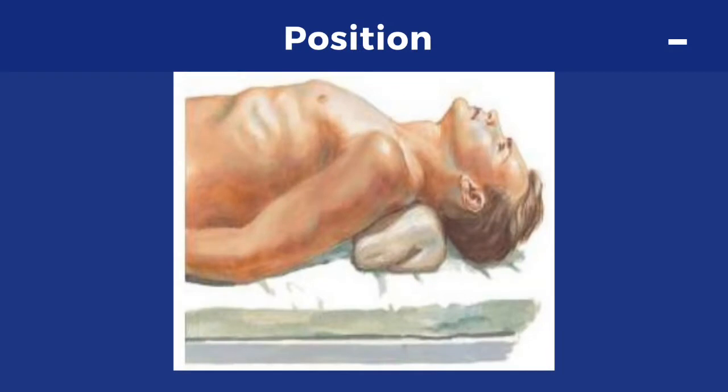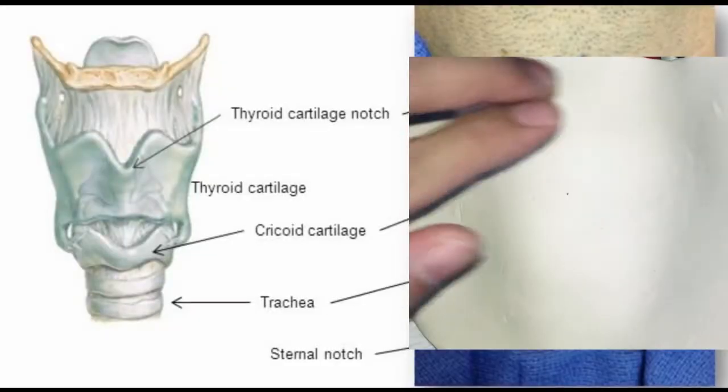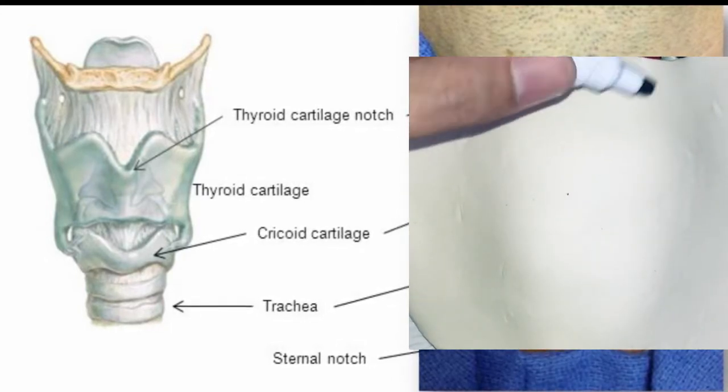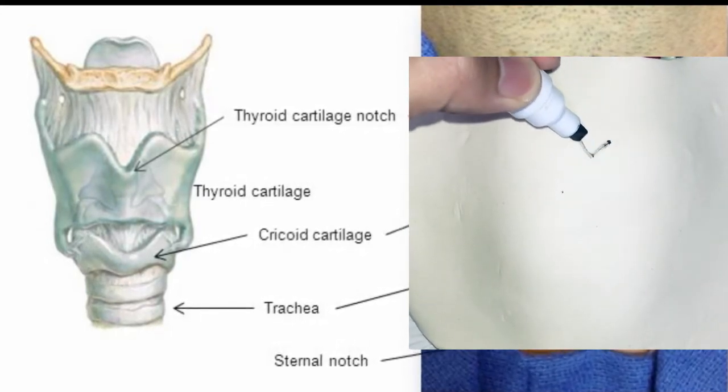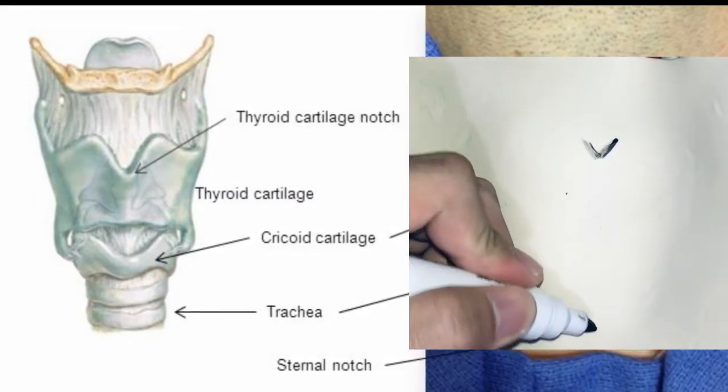Place the patient in a supine position with the neck extended by a pillow placed under the shoulders to give adequate access to the cervical trachea. Identify the incision site by palpating the important surface landmarks. This includes the thyroid cartilage notch, the cricoid cartilage, and the sternal notch. Mark the incision site 2 cm or 2 finger breadths above the sternal notch and the skin crease.